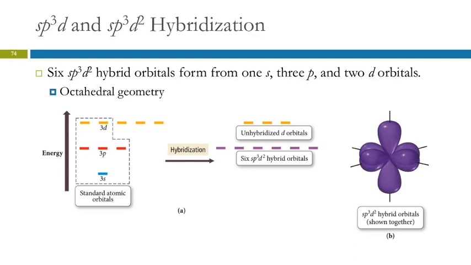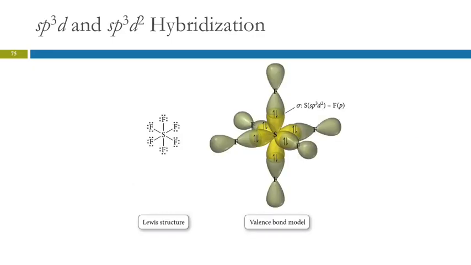What if we take two of the d orbitals? Well, then we've got sp3d2. Now there's six of them, and they're going to make an octahedron. So here's sulfur hexafluoride. The sulfur will get into its d orbitals and hybridize so that it has six degenerate orbitals. Each of those spread out in this octahedral shape will overlap with a p orbital on a fluorine.